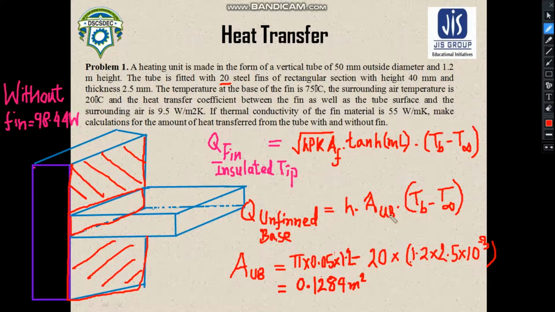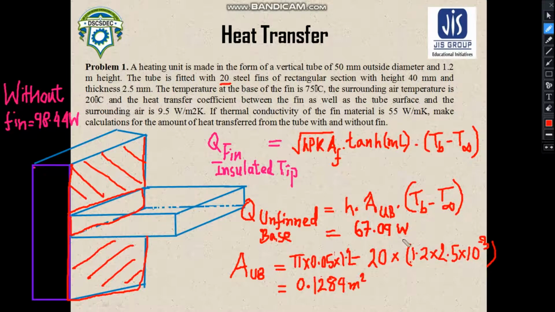Okay, so after we have found out the area of unfinned base, it becomes a quite easy problem to calculate the heat transfer rate from this unfinned base, because you know h, you know A_UB, or the area of unfinned base, and you know this temperature difference. You will find that this becomes 67.09 watts. This calculation should be done by yourself. So the heat transfer through this area of unfinned base becomes 67.09 watts.